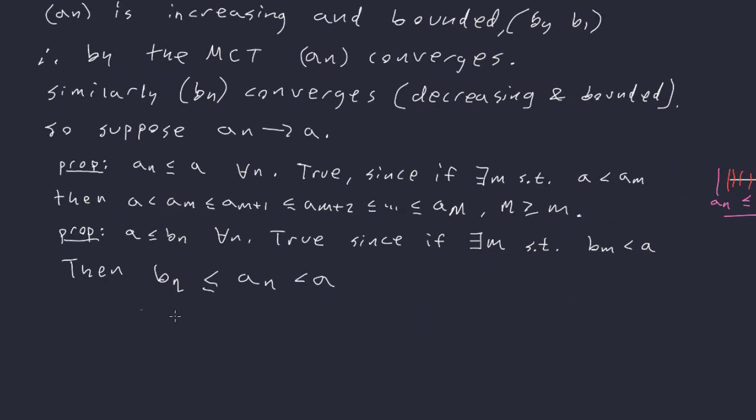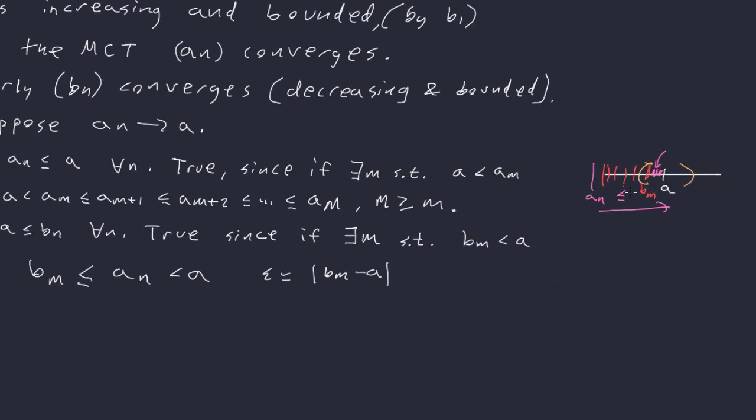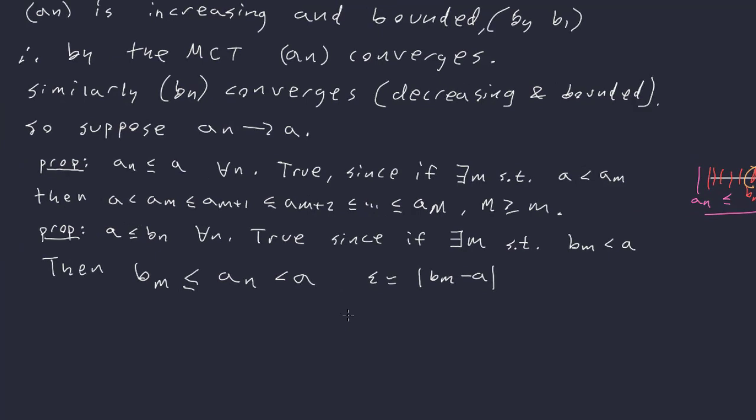Okay, so maybe that's a better way to describe why that's not possible, because all you'd have to do is choose epsilon to be the distance between B_M and A. And if you did that, you'd have an infinite number of A's on the wrong side of the B.